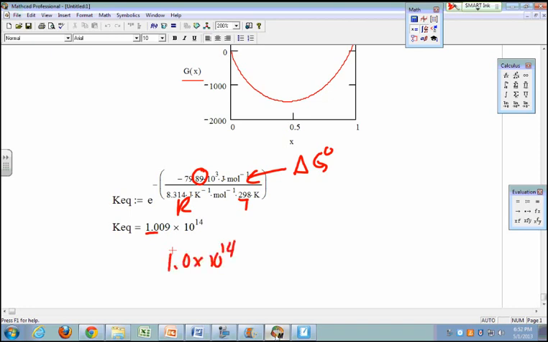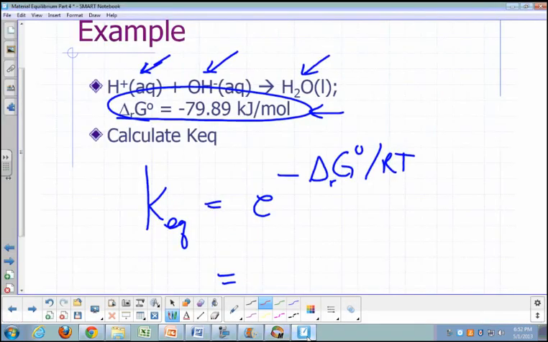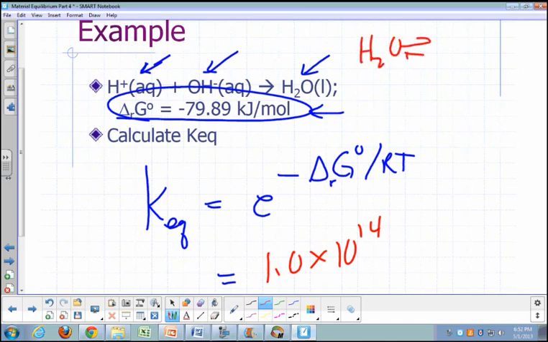And let's see what we have here. It's going to be 1.0 times 10 to the 14. Does that look familiar? That's just the reverse of the autoionization of water, remember? And what was the KEQ for this? We call it KW. It's 10 to the negative 14. So you reverse a reaction, your KEQ is just the reciprocal.